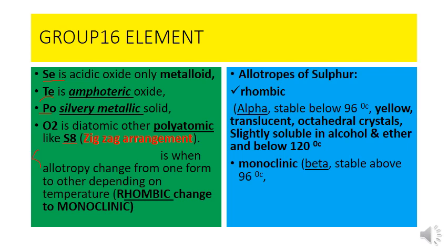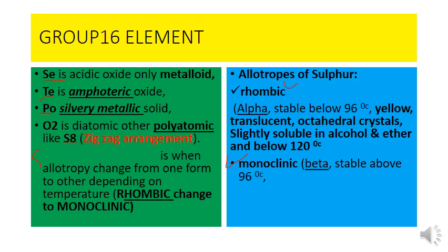We also have some other points you have to know. Anisotropy means when rhombic changes into monoclinic, or when monoclinic changes to rhombic. Those processes are when an allotrope changes from one form to another depending on the temperature. When you increase the temperature, it changes into monoclinic. When you decrease the temperature, monoclinic changes into rhombic. We have seen sulfur, rhombic and monoclinic.